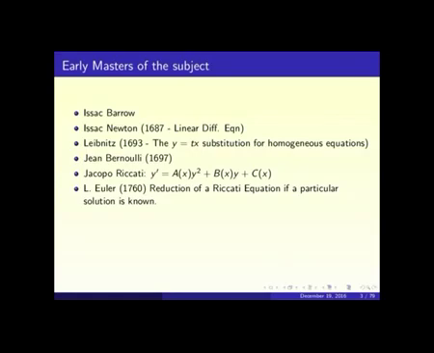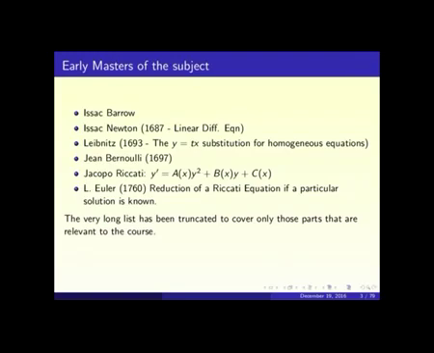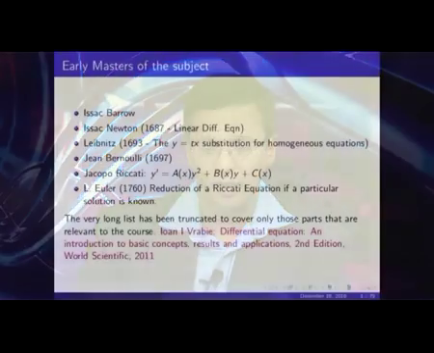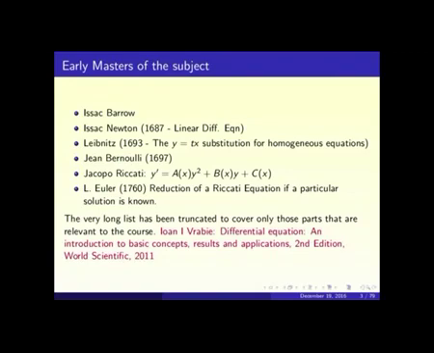Leonhard Euler, the great genius, showed how the Riccati equation can be reduced to a linear equation if a certain solution is known. The list is very long and we must truncate it, because the subject of differential equations is at least 350 years old, and we need to get to the nitty-gritty of this present course, and we cannot dwell any longer on this historical development. I'd like to just give you one reference for the historical developments, the opening chapter of this book by Rabe, Differential Equations: An Introduction to Basic Concepts, Results and Applications, the 2nd edition. It has a beautiful historical introduction.